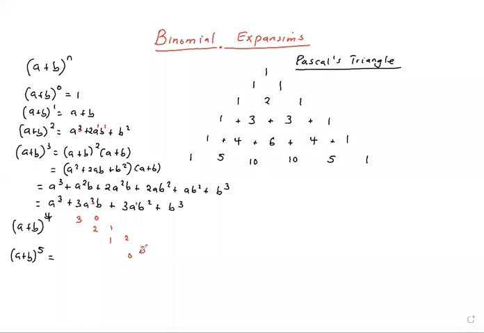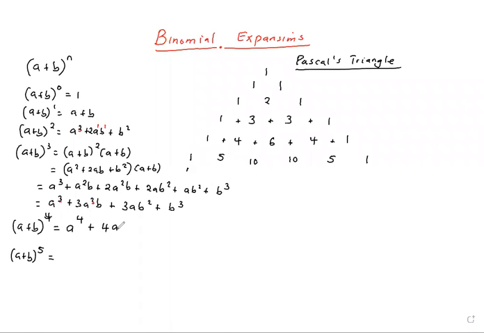So the powers of a are going down as the powers of b are going up. This would mean that if we are to bring the whole expansion of a plus b power 4, since we know the coefficients are here, then we would say, okay, that one is just a power 4 plus the coefficient is 4.